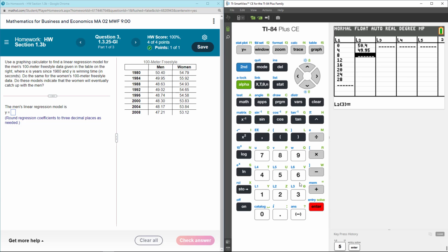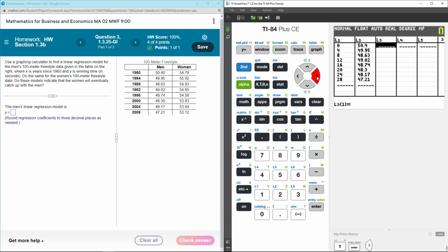49.95, enter. 48.63, enter. 49.02, enter. 48.74, enter. And you guys get the idea. 48.3, enter. 48.17, enter. And then 47.21, enter. And then we want to do the exact same thing for the women's time for L3.